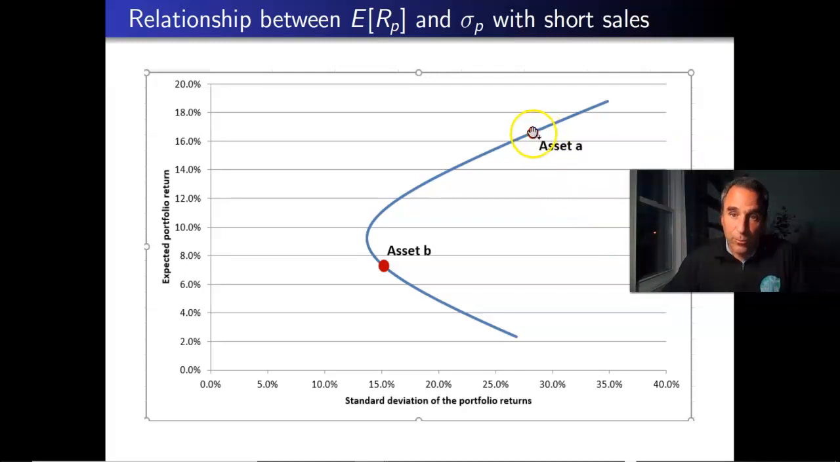As we move in this direction, we are even more than 100% invested in A, which means that we sell short some of B to invest even more than what we have in asset A. We do the opposite. Here we are 100% invested in A. We reduce the weight in A, we increase the weight in B. Here we are 100% invested in B. We keep moving. So we are even more than 100% invested in B, which means we sell short some of asset A, and we invest the proceeds on top of what we have in cash in asset B.